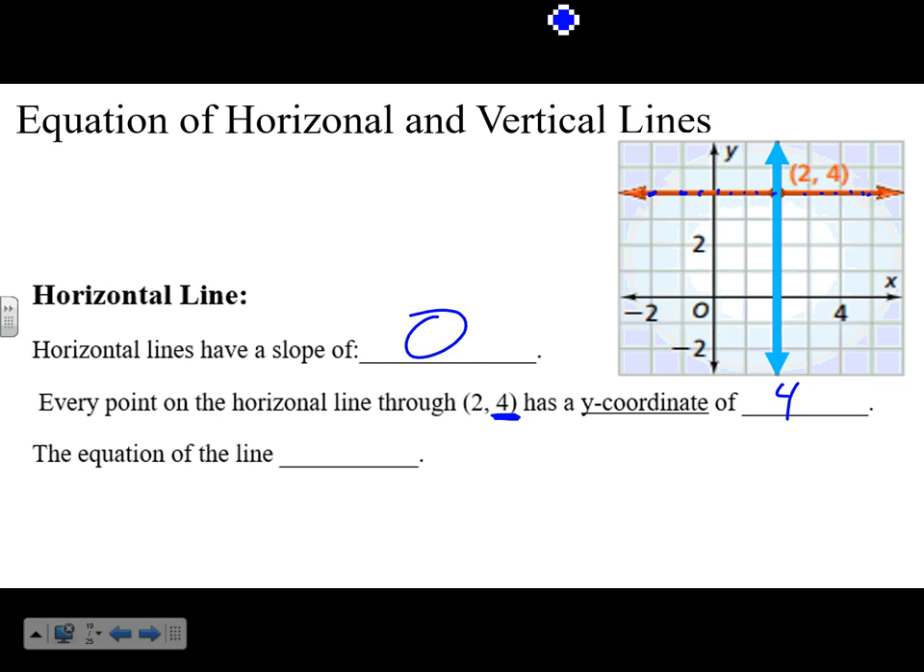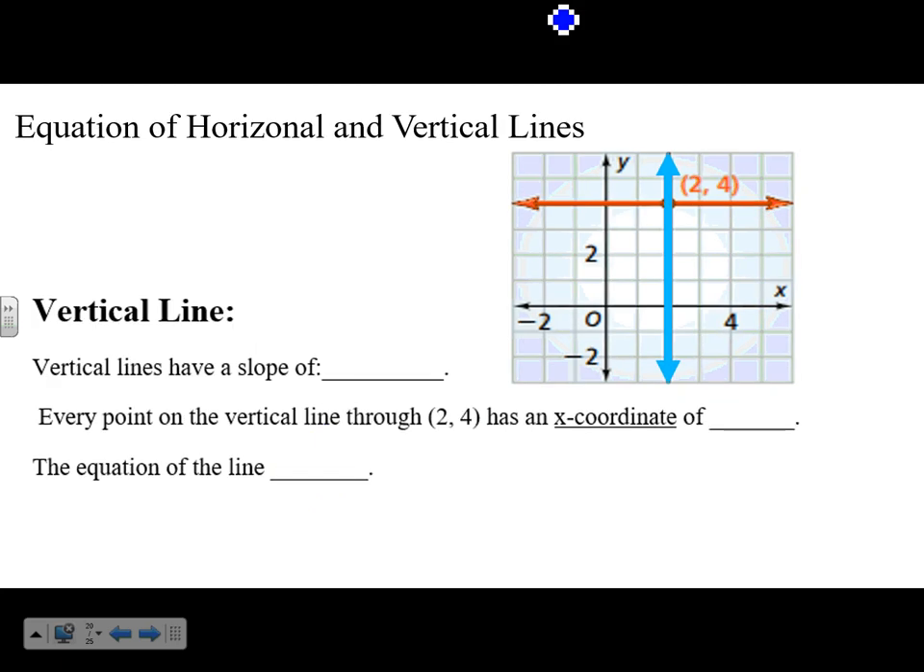The equation of this line, if you want to sub it in, the slope is 0, so it's y is equal to 0x. The y-intercept is 4, which means it's just y is equal to 4. So if you have a horizontal line, the slope is 0, and the equation of that line is y is equal to 4. So a horizontal line, y is equal to.